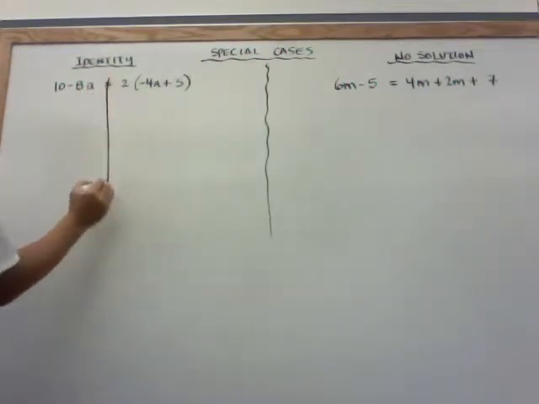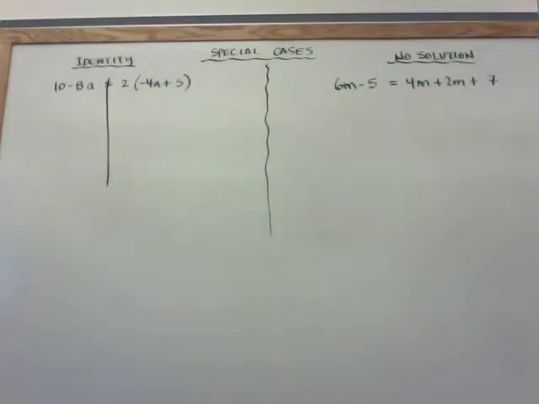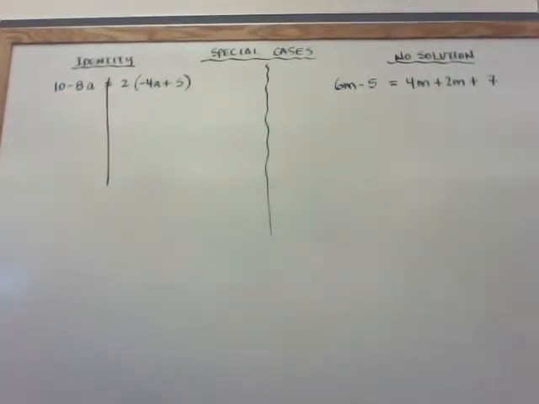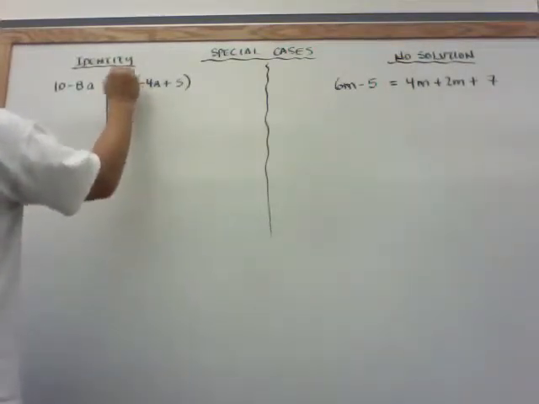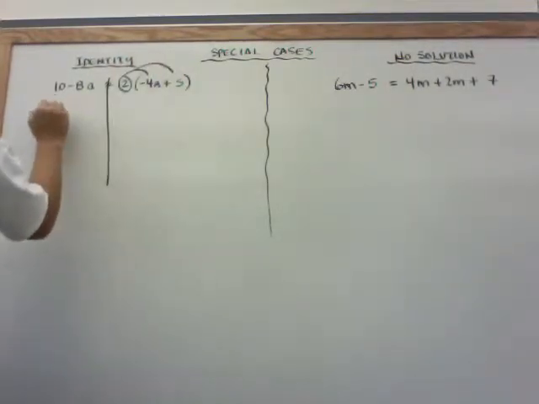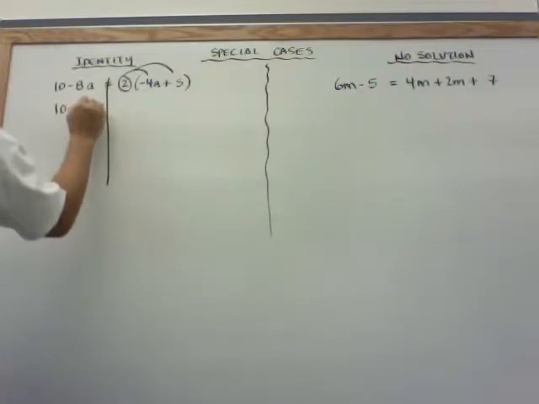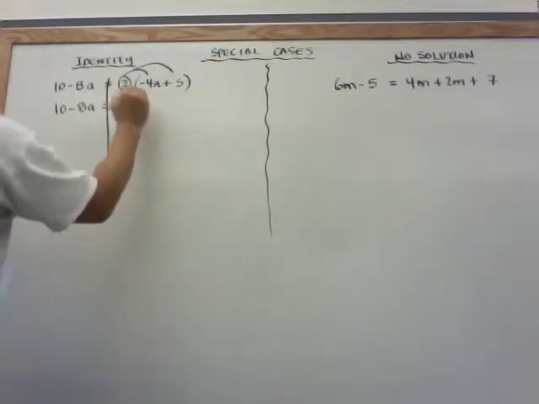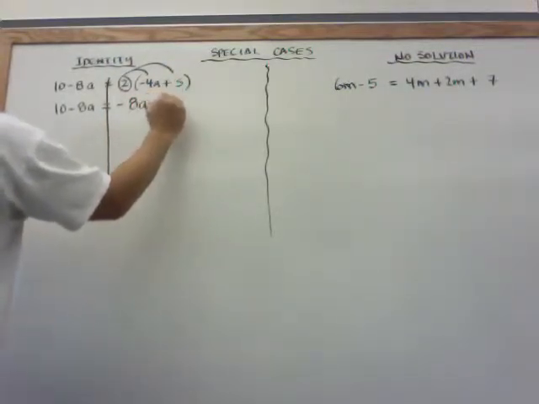Again, draw a line down the equal sign. You can see that this is not simplified. I need to distribute the right side. So I'm going to circle one rainbow and distribute. I'm going to drop down 10 minus 8a equals, and when I do this first rainbow, 2 times negative 4a is negative 8a, and then 2 times positive 5 is plus 10.